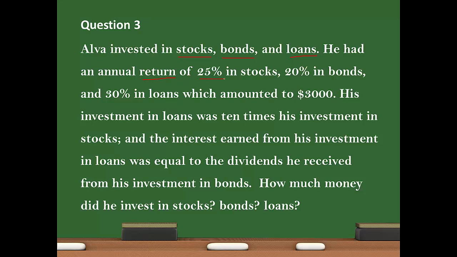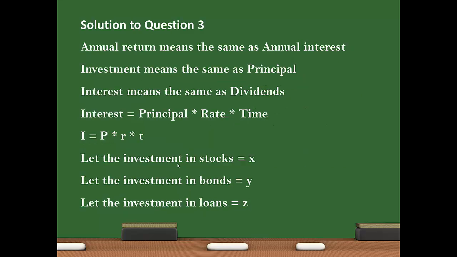And when we talk of the annual return, of course, this is the interest rate. The interest rate is 25% in stocks, 20% in bonds, and 30% in loans. Now, when we talk of the annual return of 3,000, right? That's the interest. When we talk of the annual return, it means the interest, and then this percent here is the rate.